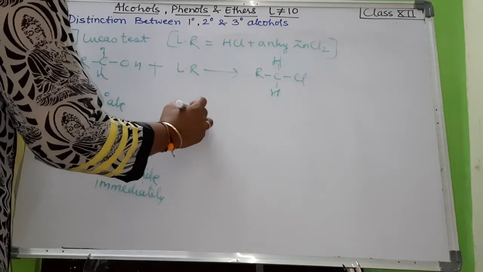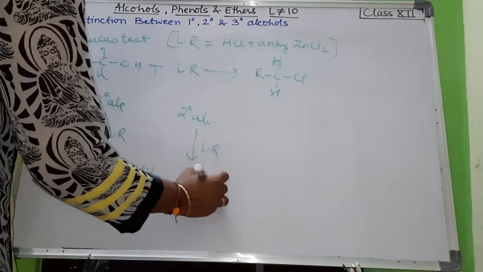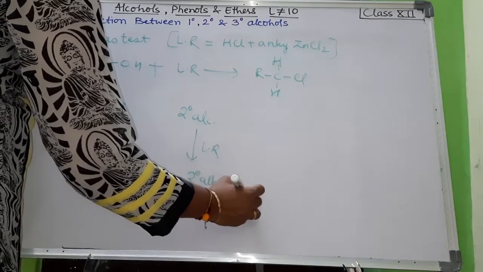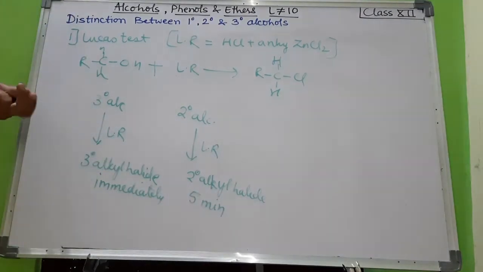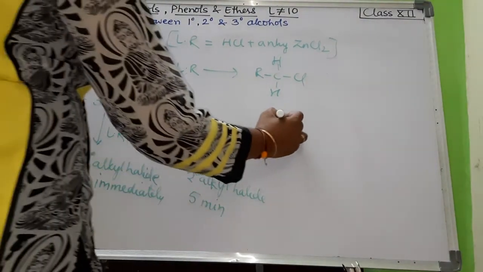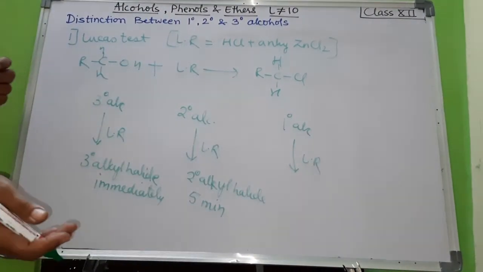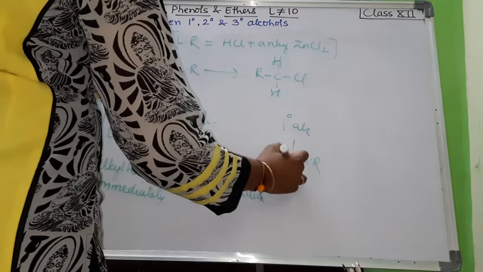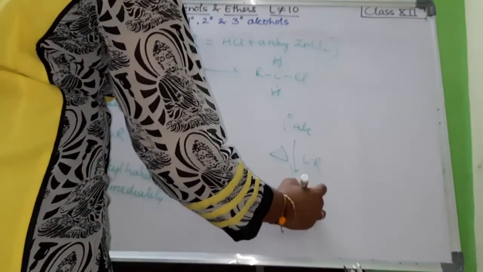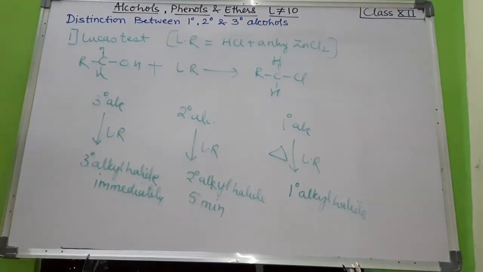Whereas when a secondary alcohol is treated with Lucas reagent, it gives secondary alkyl halide and it requires 5 minutes. The turbidity will appear after 5 minutes. It shows that the compound is a secondary alcohol. And when primary alcohol is treated with Lucas reagent, it does not give any alkyl halide. It will not give turbidity unless you heat the reaction beaker, so that it gives primary alkyl halide. So in this way we can distinguish between primary, secondary and tertiary alcohols.